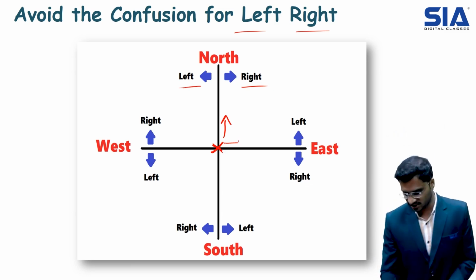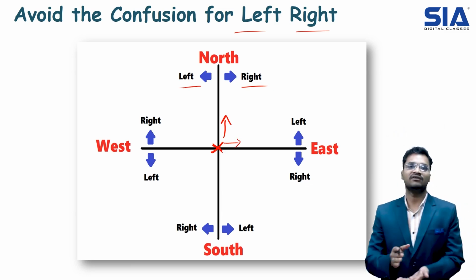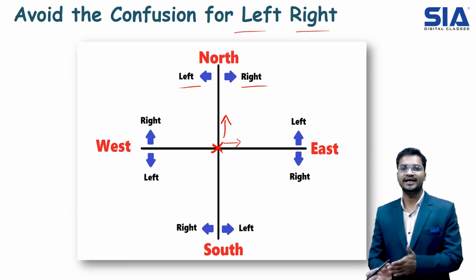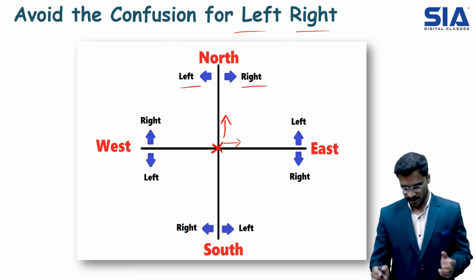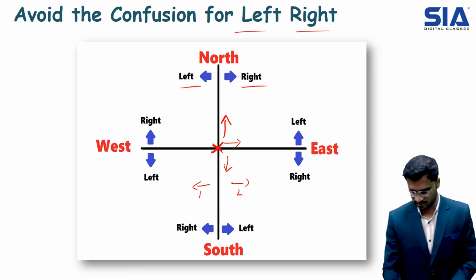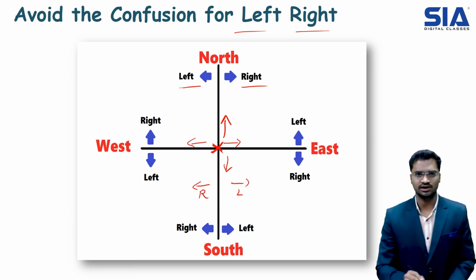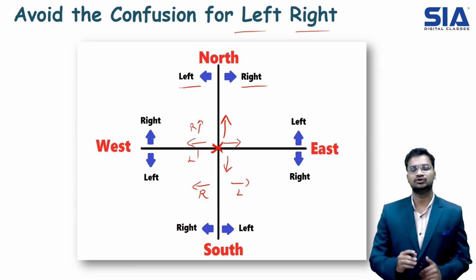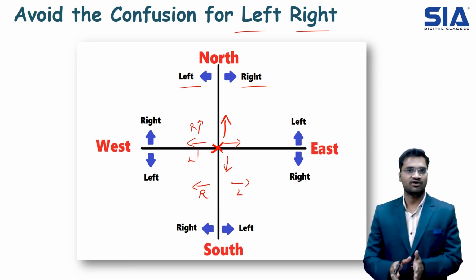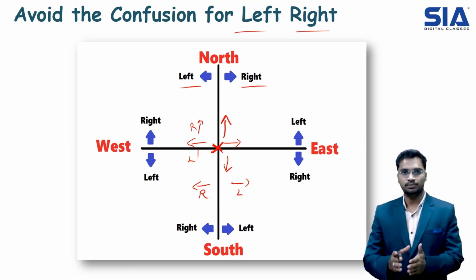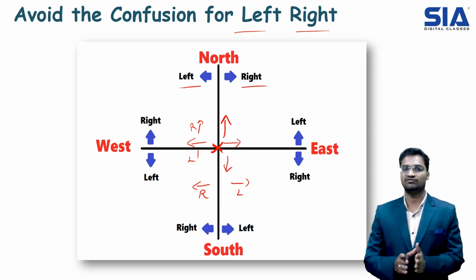If I am facing east, my right and left change. Whenever I change my direction, the right and left side also change. In the same way, when I am facing south, this becomes my left and this becomes my right. When I am facing west, this side becomes right, this side becomes left. So you should be aware of what is the right side and what is the left side, and you should be aware of the direction of that particular person.